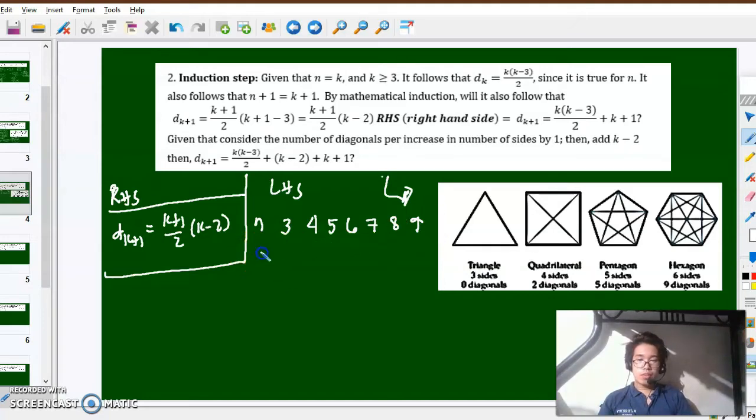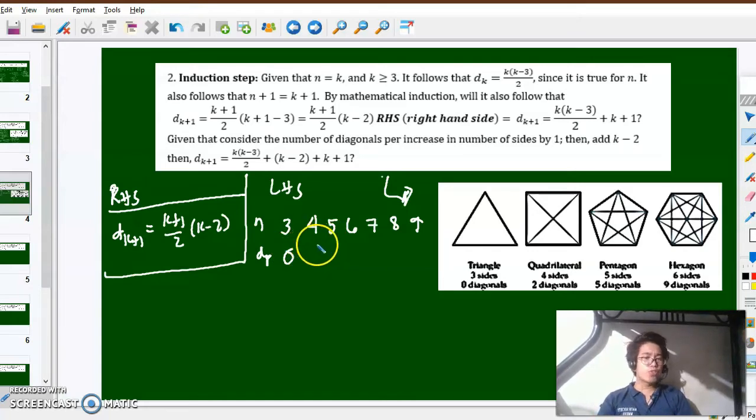And then we have the number of diagonals that each has. So we're going to try to find a pattern. The number of diagonals that a triangle has is of course 0, because that's 3 times 3 minus 3 all over 2. So that's going to be 0 divided by 2, and that's simply 0.